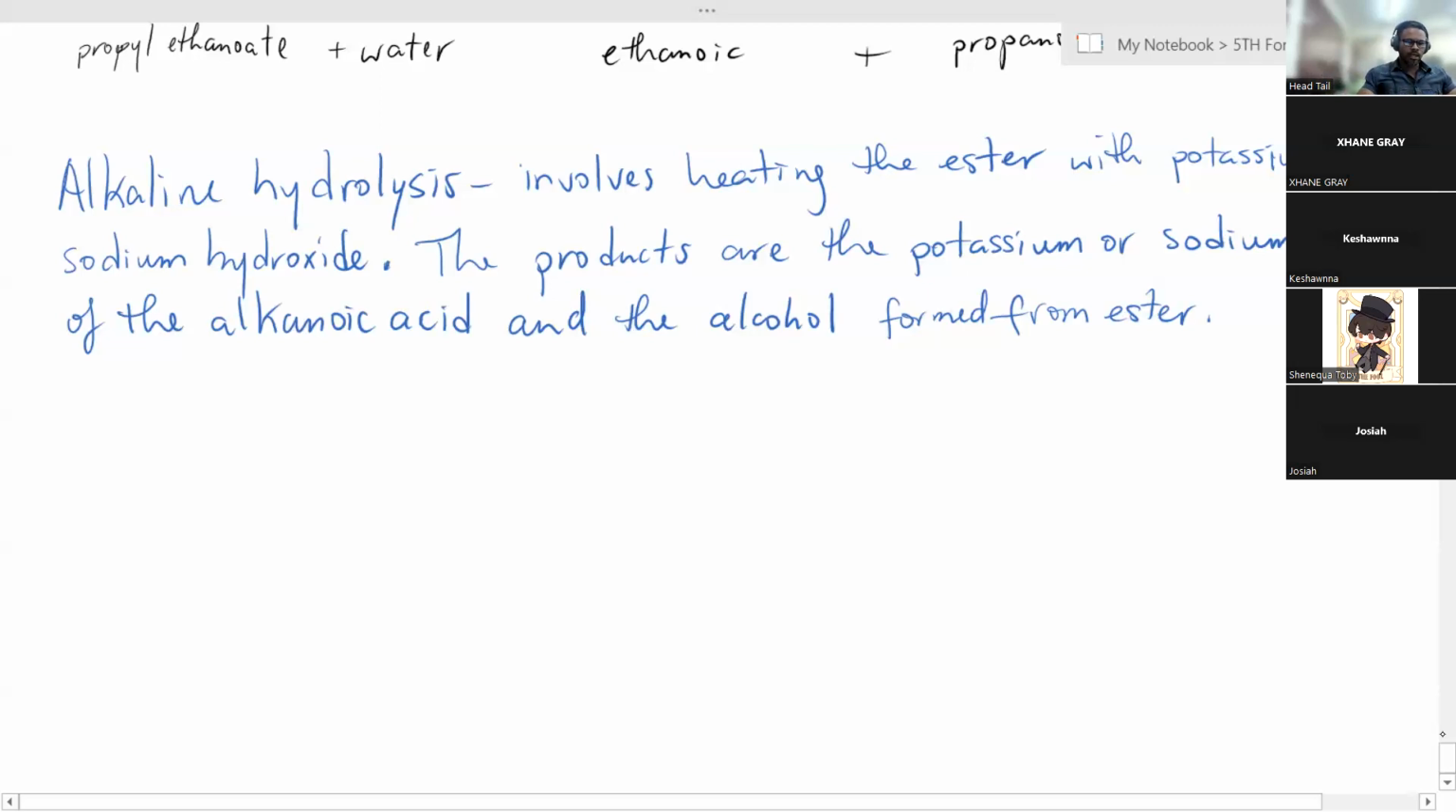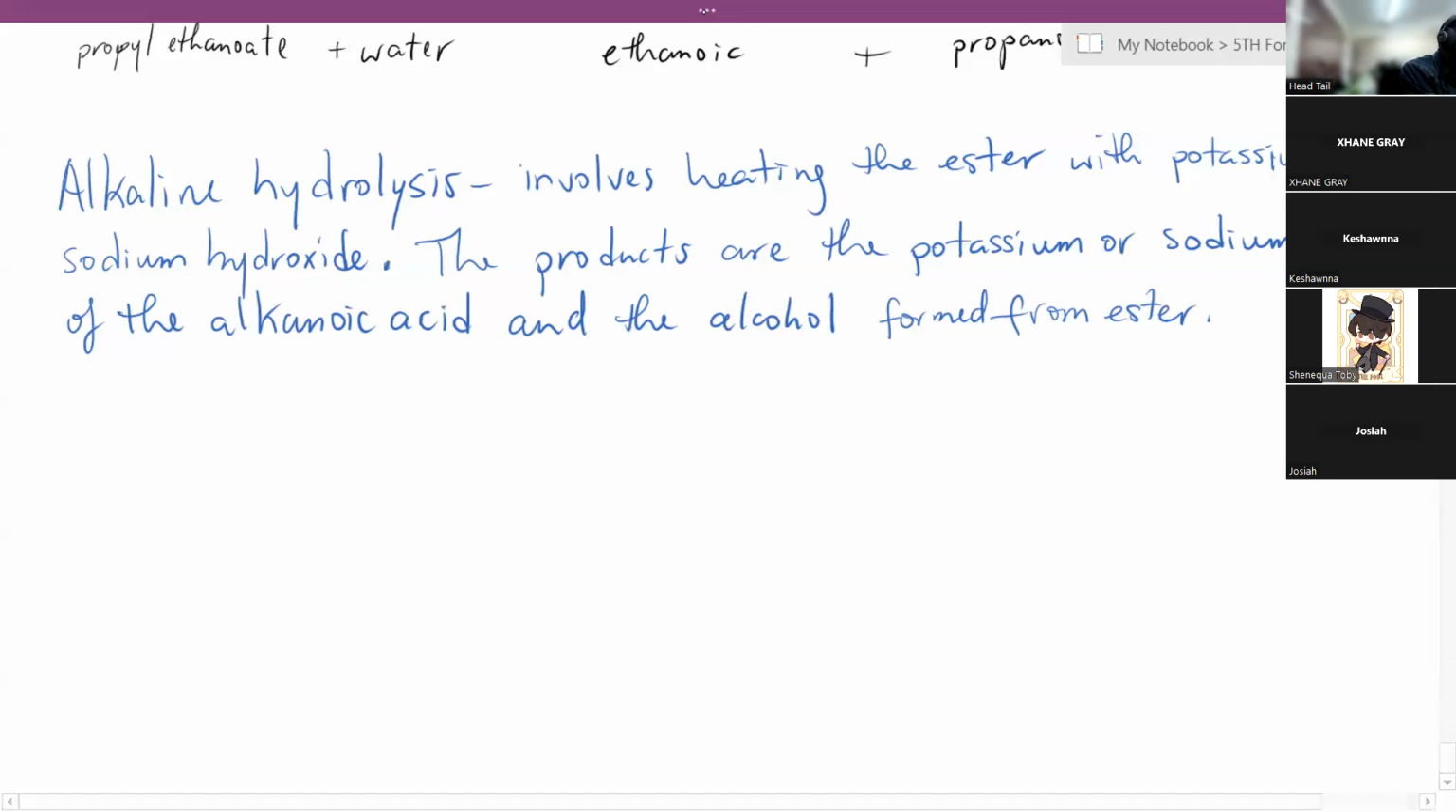So the next one is not a reversible reaction. The one which is the acid hydrolysis is a reversible one, but the alkaline hydrolysis is not a reversible one. So let me show you where that is concerned, because this reaction does actually occur in stages. So I'm going to write out the full reaction first, and then I'm going to show you the stages of the reaction.